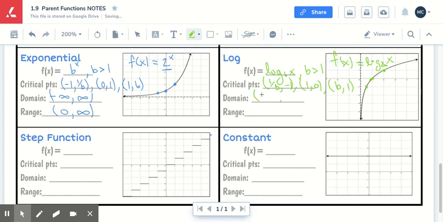Domain on this one is all positive numbers, so from 0 to infinity. And the range would be all real numbers, so -infinity to infinity.